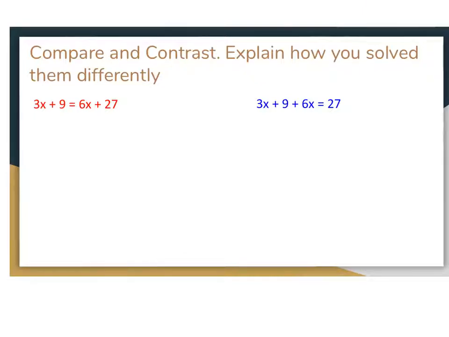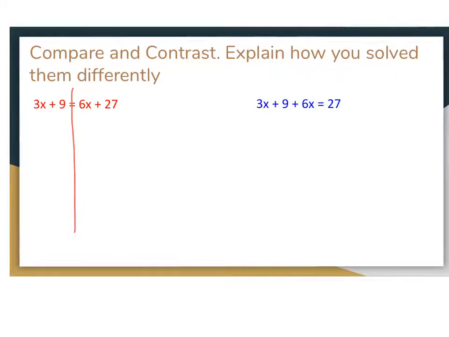So in our first problem, I always like drawing the line in between so it separates the two sides. Because the 3x and the 6x are on different sides, we have to move the variable over so it's only on one side to solve. And in order to move it, we have to do its opposite. So we're going to subtract.